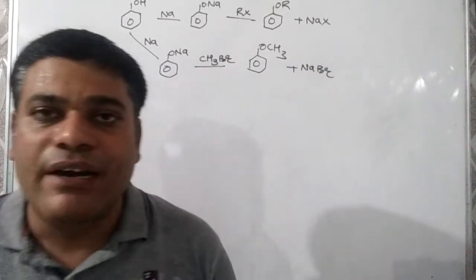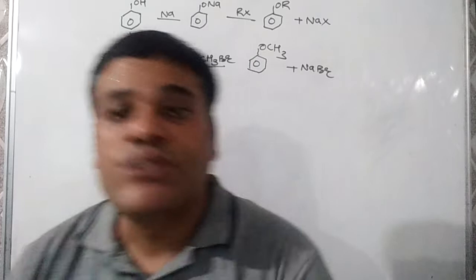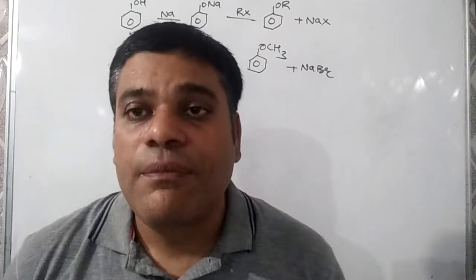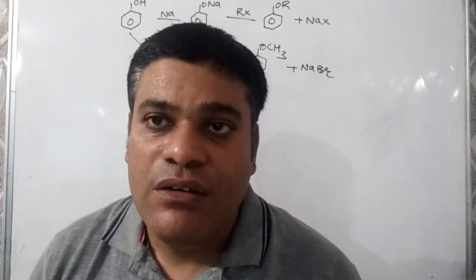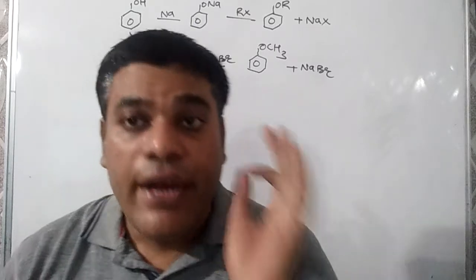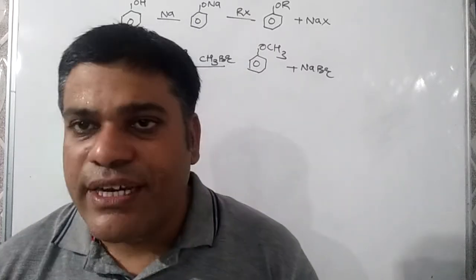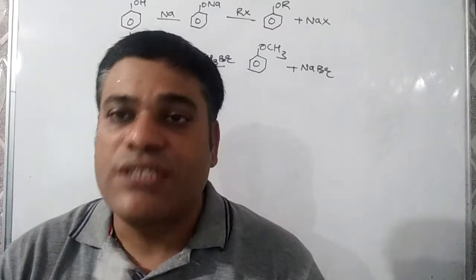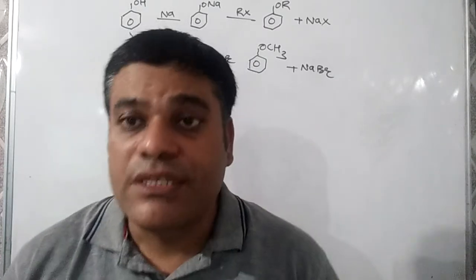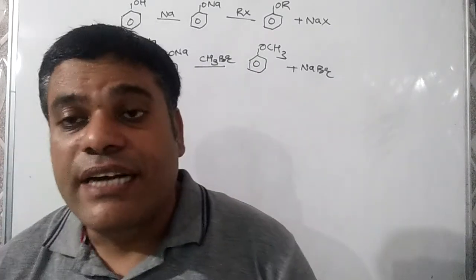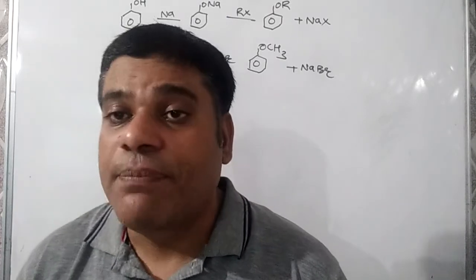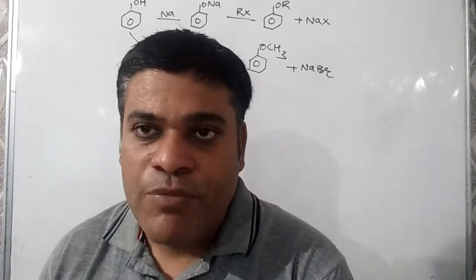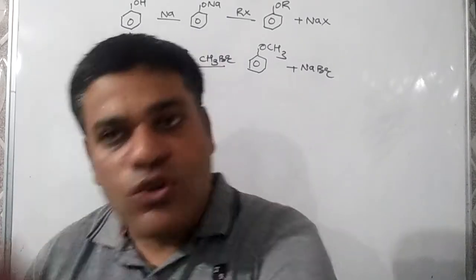Similarly, the next question might be: convert phenol into phenetol. To do it, first react with sodium metal and then react with CH3CH2Br. That's why we will get phenetol as a product. Phenetol means ethoxybenzene.